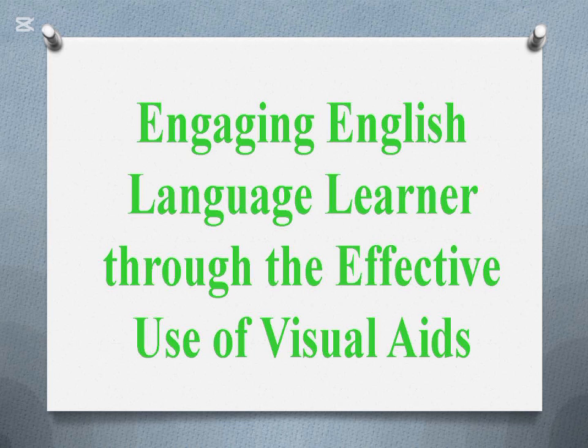Welcome to my podcast regarding engaging English language learners through the effective use of visuals in material development. Visual elements are the foundational components used in arts, design, and communication to create and convey meaning through visual media. They include characteristics like line, shapes, color, value, form, texture, and space. Understanding these elements is crucial for analyzing, creating, and interpreting visual content.